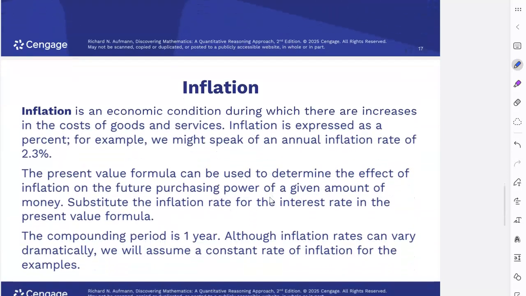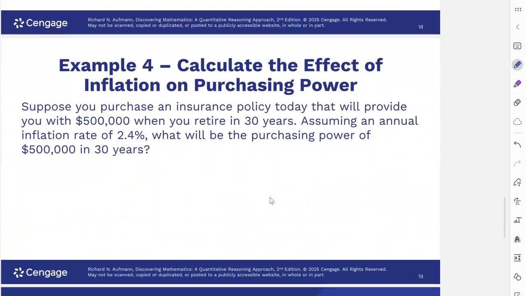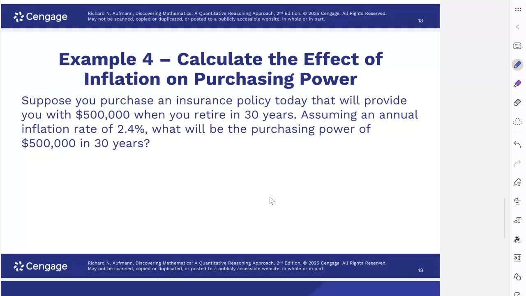Let's talk about inflation. Inflation is an economic condition during which there are increases in the cost of goods and services. Inflation is expressed as a percent. And we can use the present value formula to help us determine inflation. So let's look at an example. Suppose you purchase an insurance policy today that will provide you with $500,000 when you retire in 30 years. Assuming an annual inflation rate of 2.4%, what would be the purchasing power of $500,000 in 30 years?